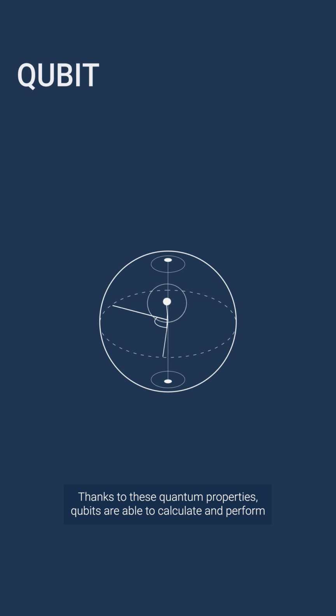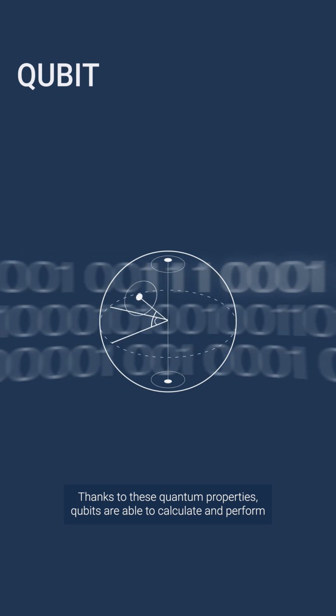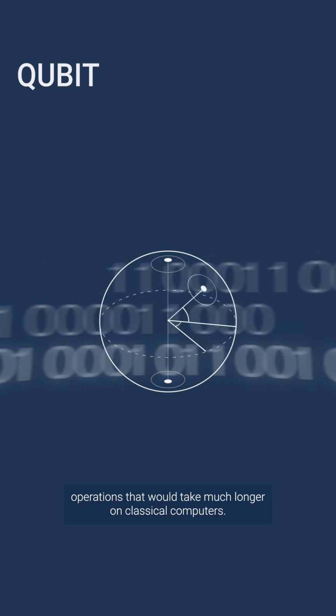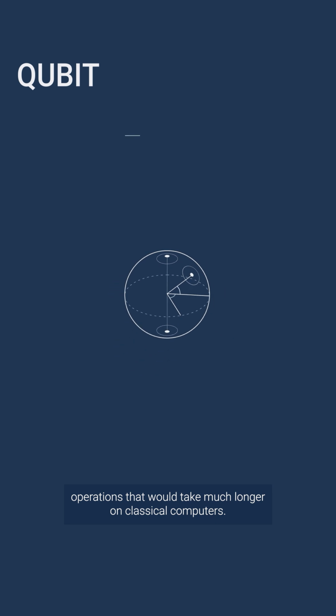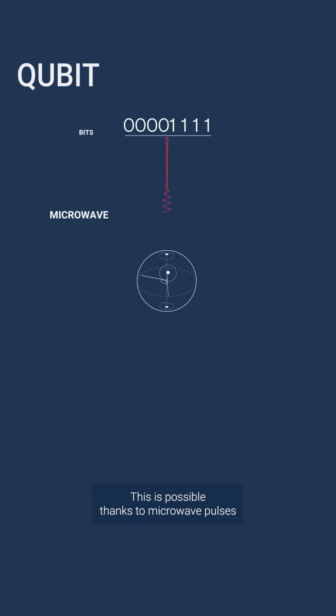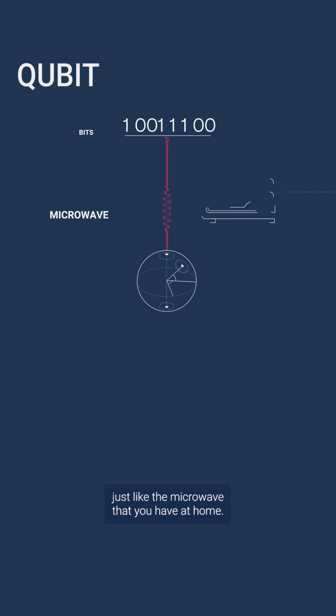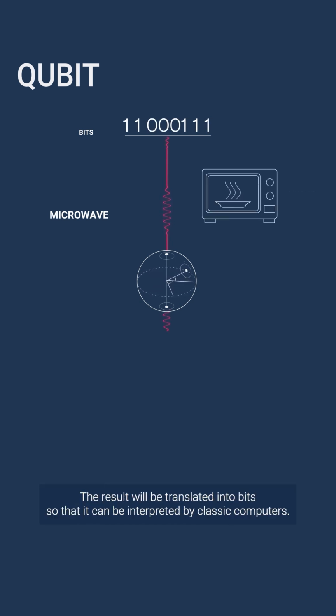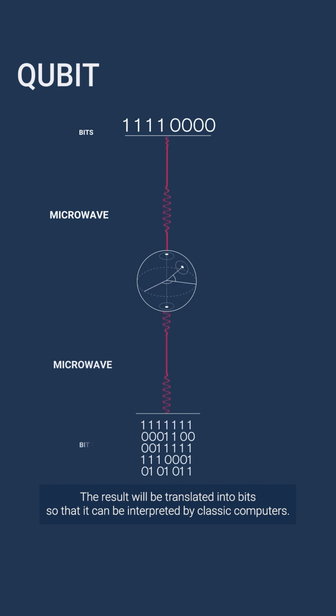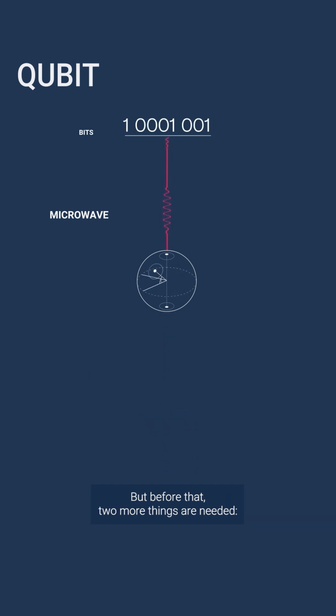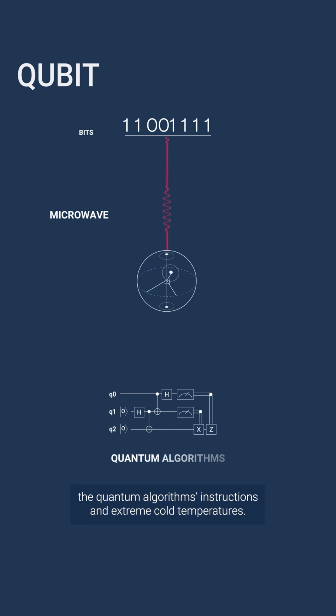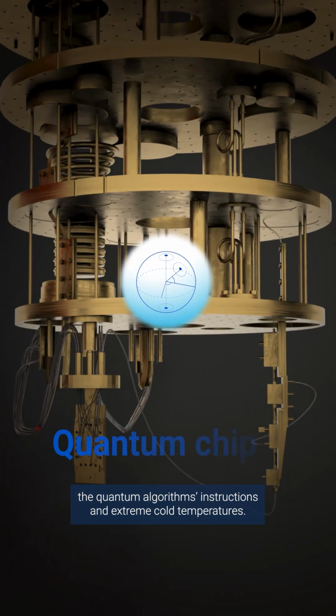Thanks to these quantum properties, qubits are able to calculate and perform operations that would take much longer on classical computers. This is possible thanks to microwave pulses that control the changes of state of these qubits. Just like the microwave that you have at home, the result will be translated into bits so that it can be interpreted by classic computers. But before that, two more things are needed: the quantum algorithm's instructions and extreme cold temperatures.